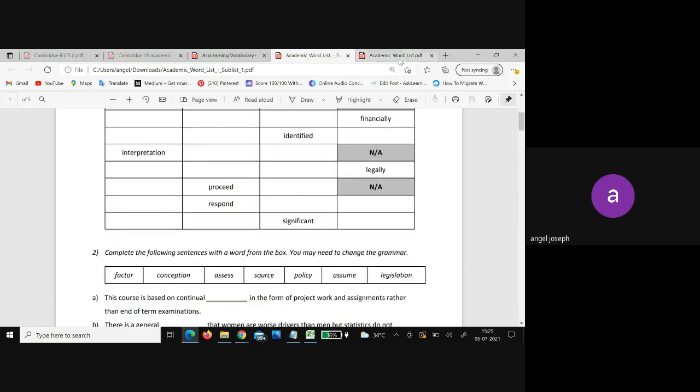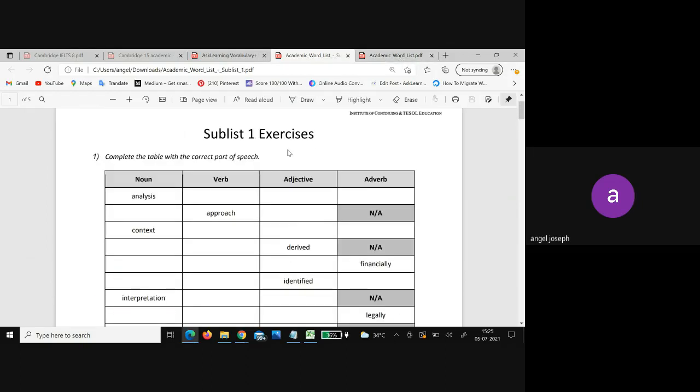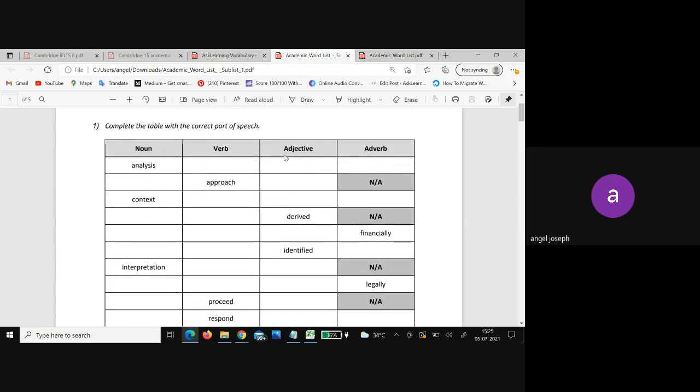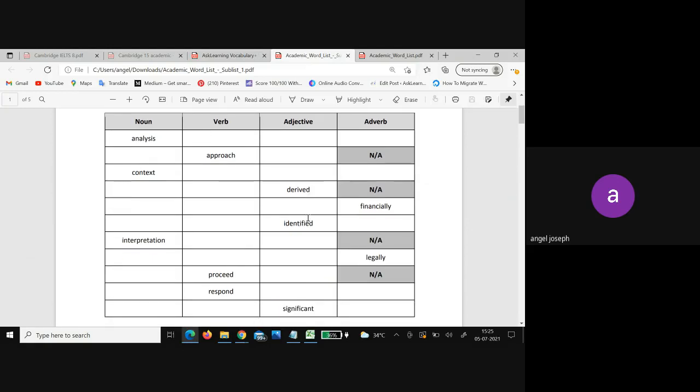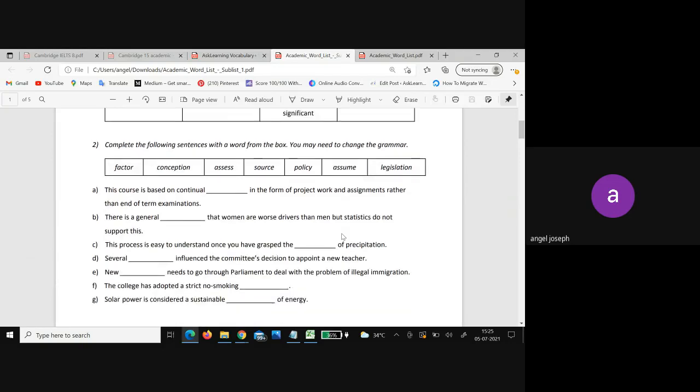So let me help you with sublist one, that is the most common words. All of them are listed here: analysis, approach, context, going forward D, E, F, I. All these words are supposed to be known by you. You should be familiar with these words. I'm not doing this particular exercise because people find it a little difficult. I'll go on to the next one.